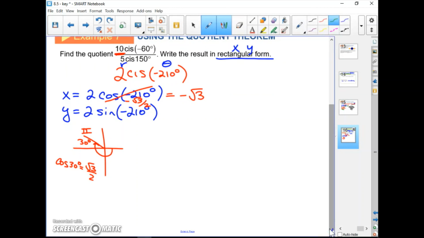If we do sine negative 210, that's like sine 30, and sine 30 is 1/2. So again, think about where we are in the second quadrant. Sine is positive there, so sine negative 210 will also be positive, 1/2. And so the y-coordinate is going to be 2 times 1/2, that's 1. So if you have your x component and you have your y component, then we should have rectangular form. Rectangular form is going to look like negative square root of 3 plus 1i, or just i.